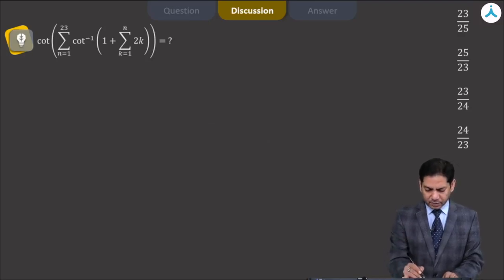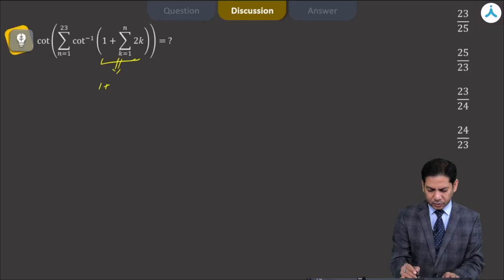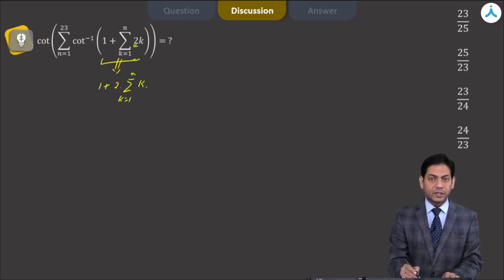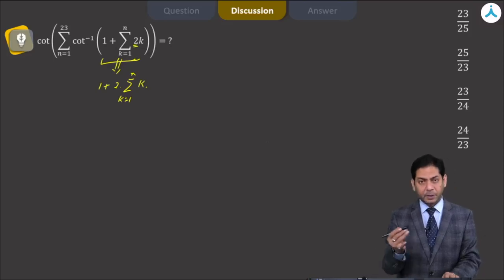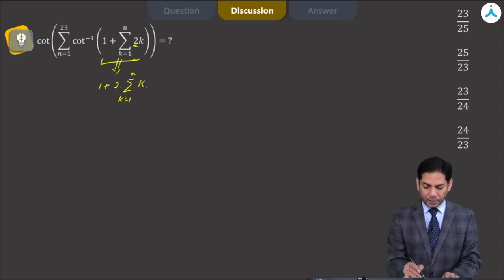What about this summation? First of all, let's get that. This summation is 1 plus this 2 is constant with respect to summation, so 2 times summation of k for k is equal to 1 to n. So this is simply the sum of first n natural numbers, 1 plus 2 plus 3 up to n, that will be equal to n into n plus 1 by 2 multiplied by 2. This gives us 1 plus n into n plus 1 as this value.